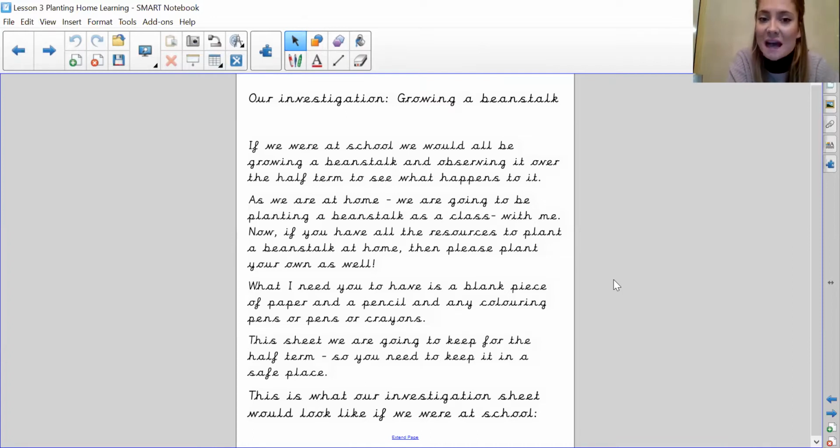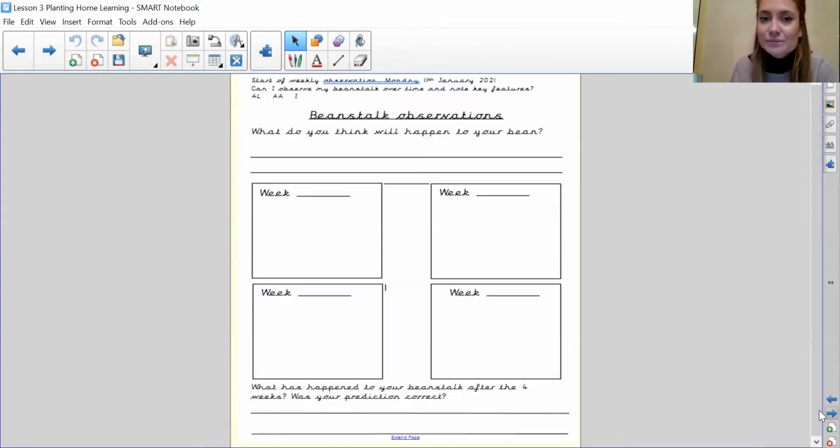So what I need you to have is a blank piece of paper, pencil, and any colouring pens or crayons, because you're going to use those after the lesson. So this sheet we're going to keep for half term, so please keep it in a safe place, okay? So the sheet that you're filling in this lesson, please make sure that you keep it in a safe place because we're going to use it each lesson. And this is what our investigation sheet would look like if we were at school.